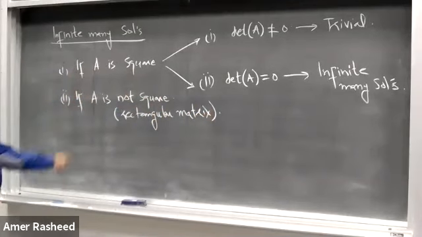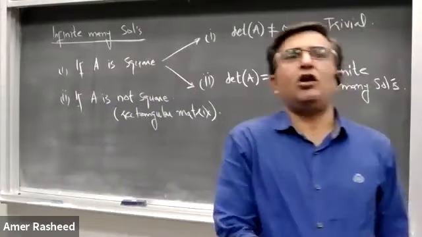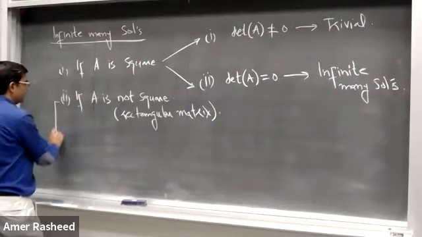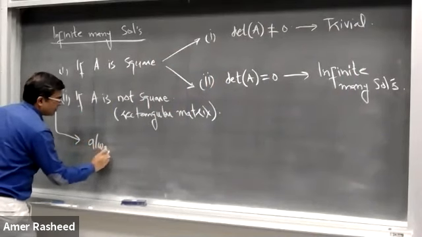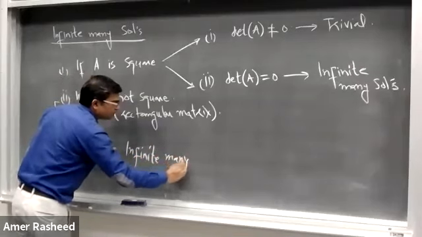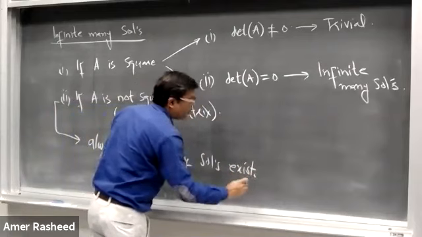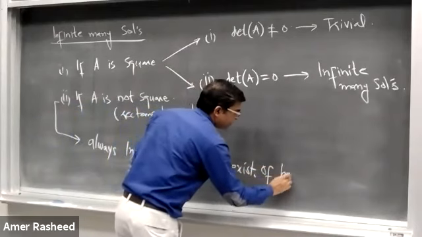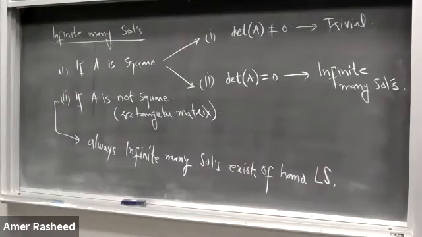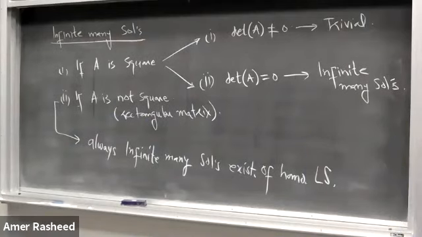Okay. So in this case, we are unable to find the determinant of that matrix because the matrix is not square. So in this case, we always have infinite many solutions of a homogeneous linear system. So these are all the possibilities for the trivial solution and infinite many solutions. If you have any question, you can ask me.